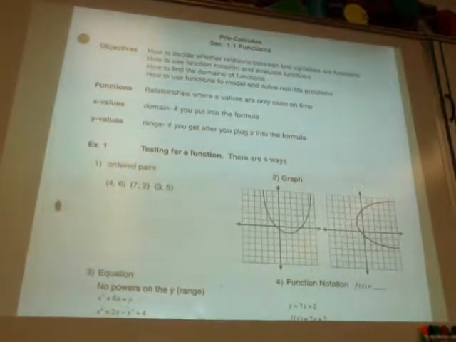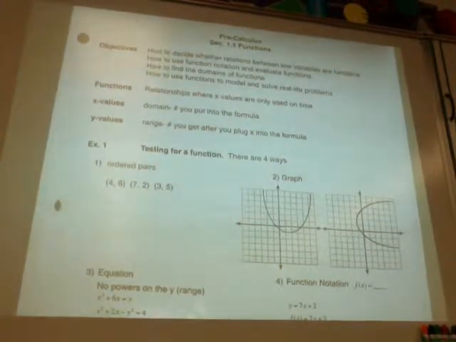All right, so today I'm going to go over lesson 1-1. There's a lot of stuff in it. A lot of it's review, part of it's not. So I'll kind of go through what I think is review a little quicker than the rest of it.